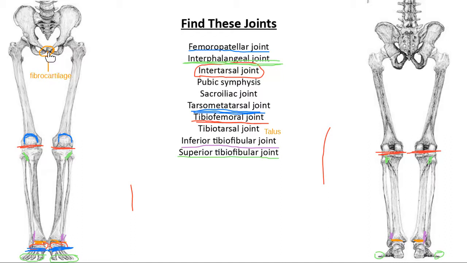So the pubic symphysis made out of fibrocartilage, we see that here on the front side, holding the two halves of your hip together. The other joint that we have is the joint on the back side called the sacroiliac joint. The sacroiliac joint.